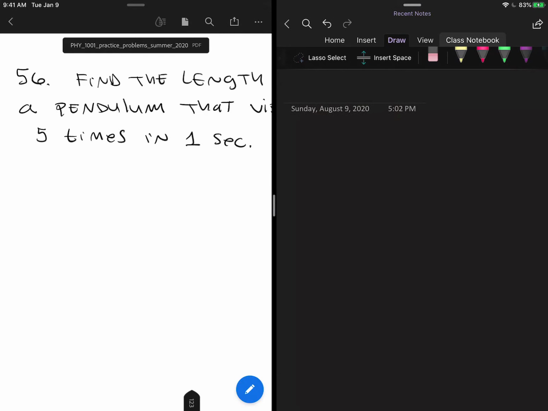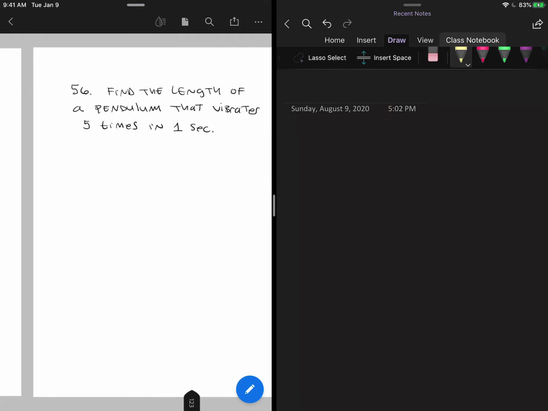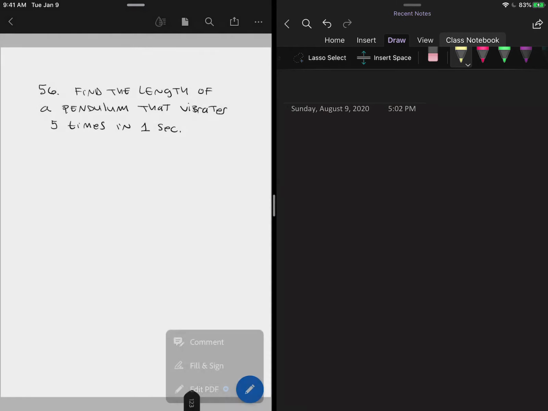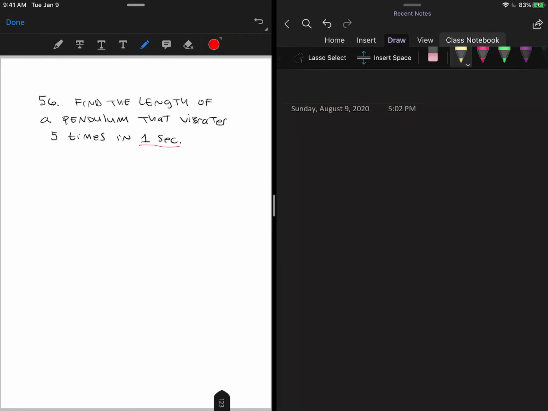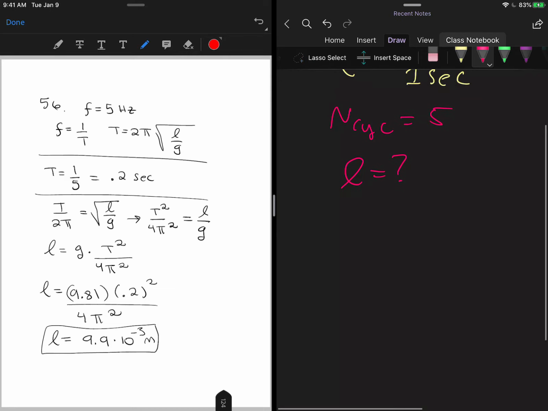Let's write down what we're given. So 5 times in 1 second. You have 1 second, so that's going to be a time. And you have 5 here, so 5 is just a number. So we can actually call this a number of cycles. And we're trying to find the length of the pendulum. So let's see how this works.